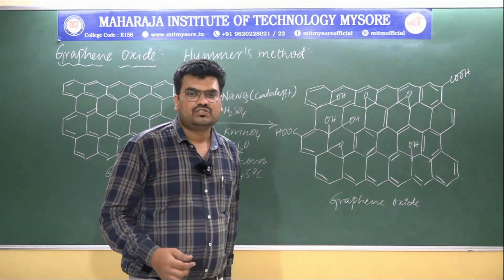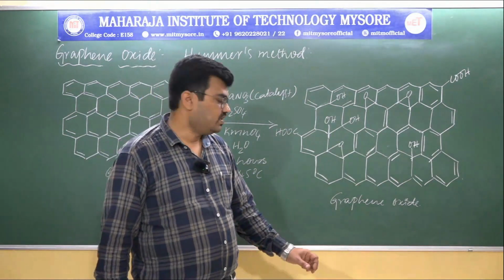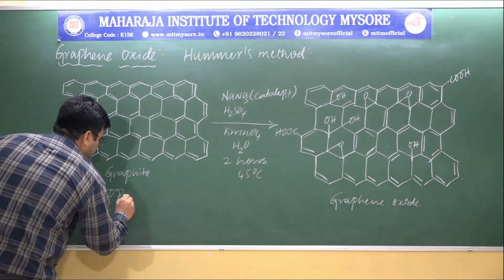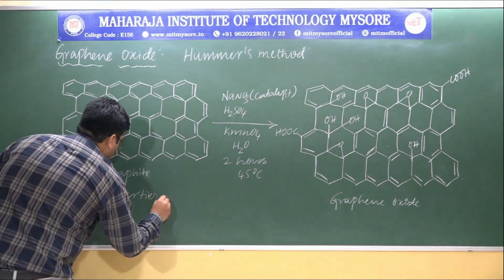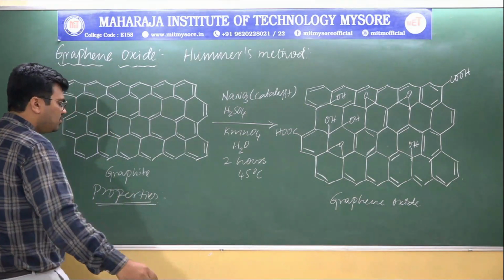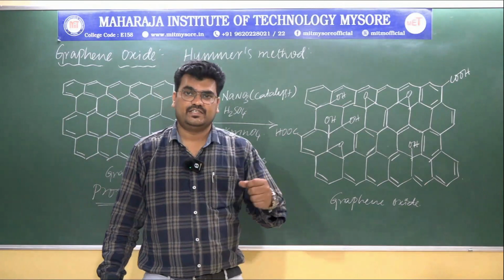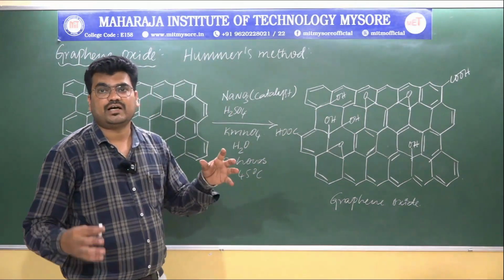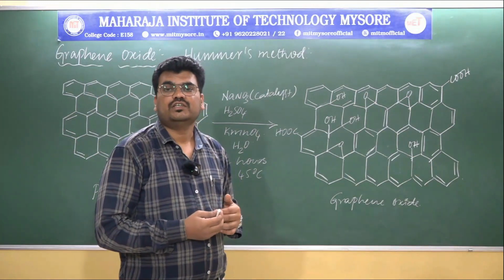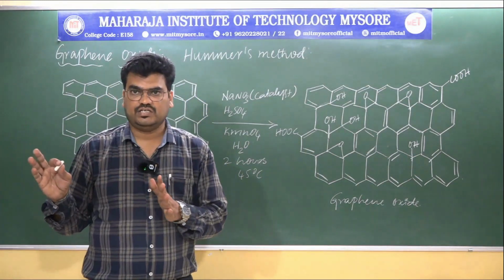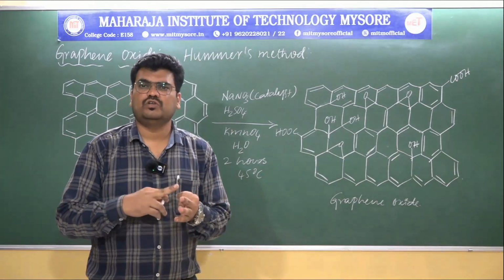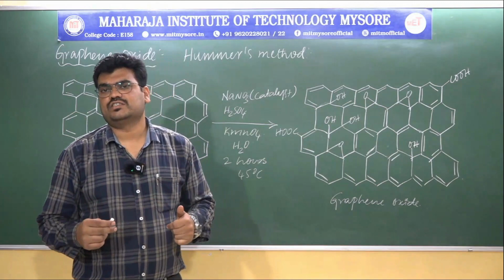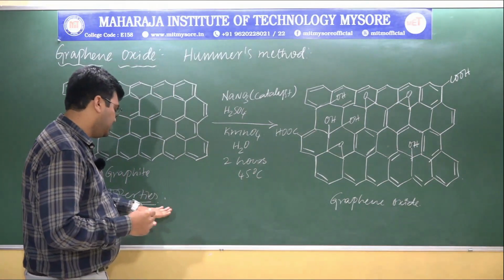So now let us see the properties of graphene oxide. The first property is it is hydrophilic in nature. Why? Because it consists of so many oxygen-containing functional groups, like hydroxyl groups, carbonyl groups, carboxylic acid groups, epoxide groups, alkoxy groups, etc. That's why it is hydrophilic in nature.